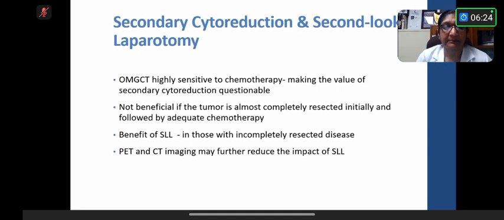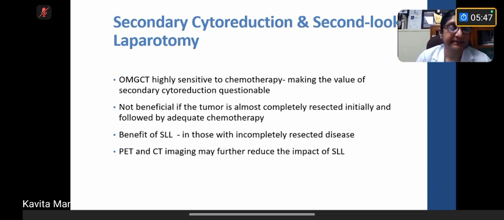Because these malignant germ cell tumors are highly sensitive to chemotherapy, the role of secondary cytoreduction, second look laparotomy is questionable. It is not beneficial if the tumor is almost completely resected initially. So if the complete resection of the tumor has been done initially as a primary surgery, then there is no need for secondary cytoreduction or second look laparotomy. But a second look laparotomy may be indicated in those where the disease was not completely resected.